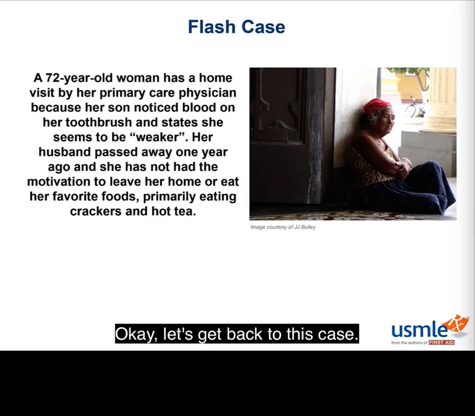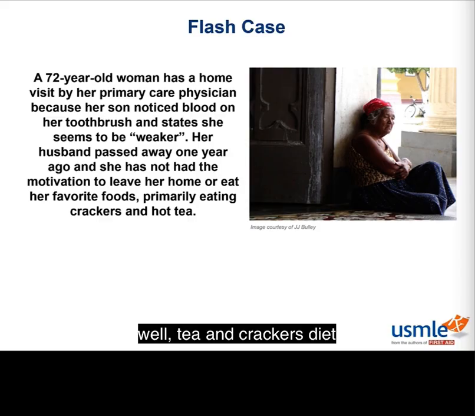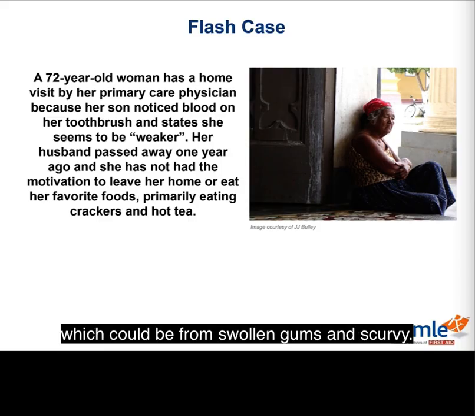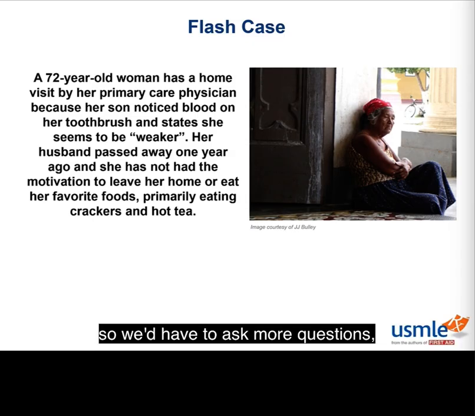Okay, let's get back to this case. Well, sounds like this woman with her tea and toast diet, tea and crackers diet, has symptoms of vitamin C deficiency. There's blood on her toothbrush, which could be from swollen gums and scurvy. We don't know specifically what her son means by weaker, so we'd have to ask more questions, but it could be because she's anemic or has a weakened immune response due to vitamin C deficiency.